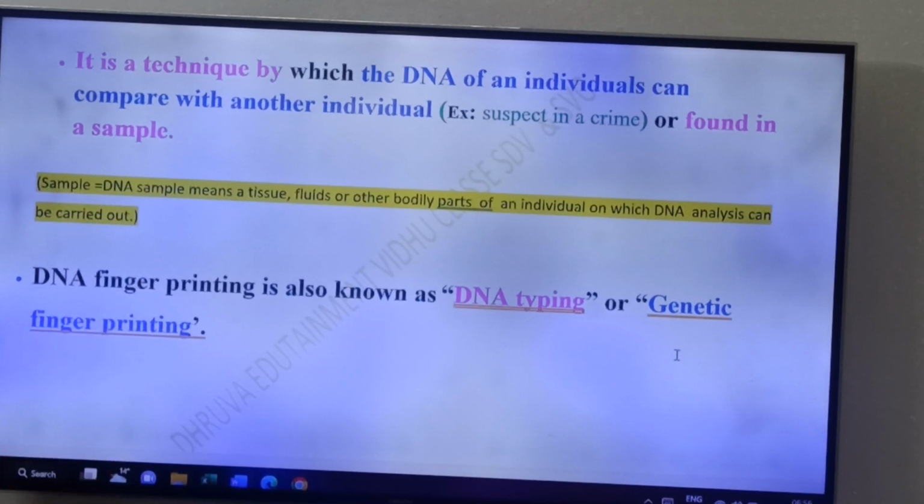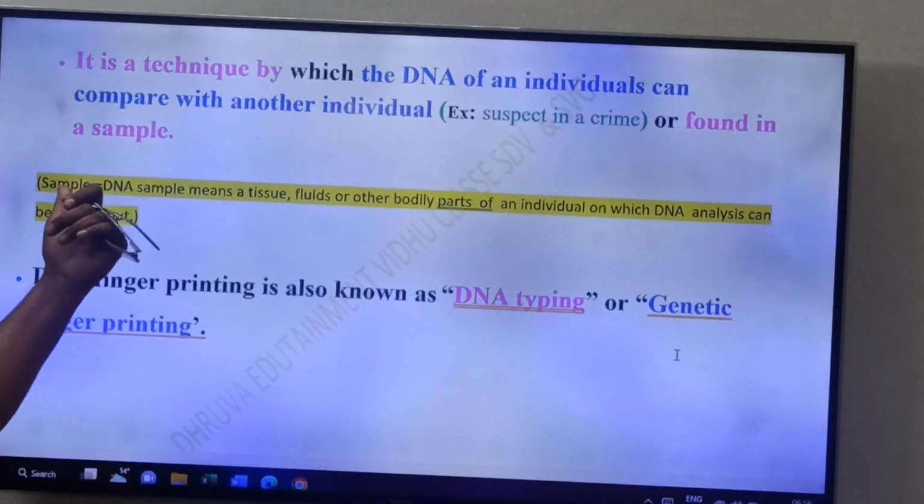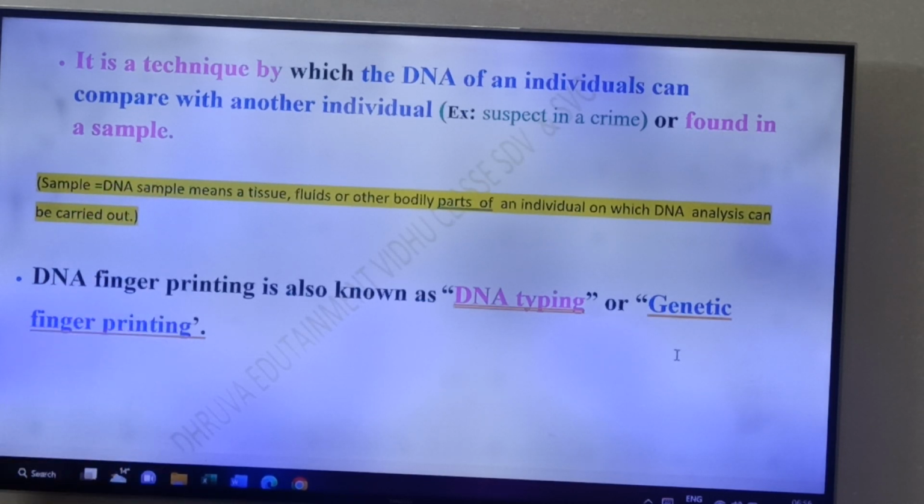Friends, what is a sample? Please, no need to write this yellowish one for your IPE, friends. Sample means what, friends? A DNA sample means a tissue, fluid or other bodily part of an individual on which DNA analysis can be carried out. So it is a tissue, a fluid or a body part of an individual on which we are doing the DNA analysis. Okay, friends.